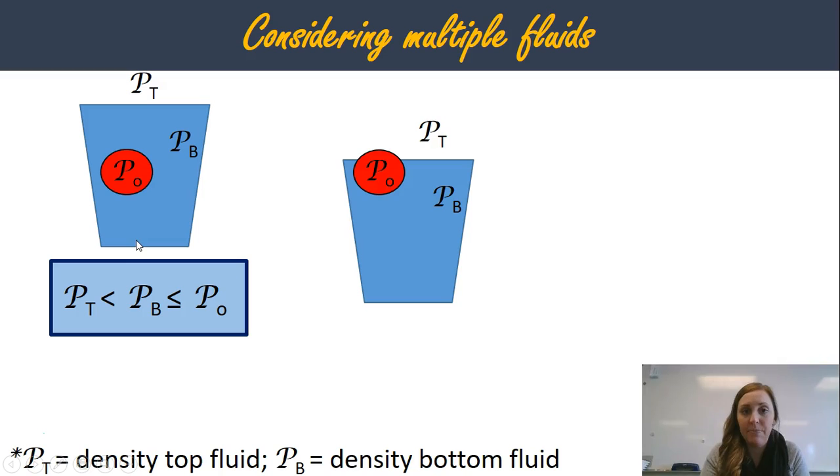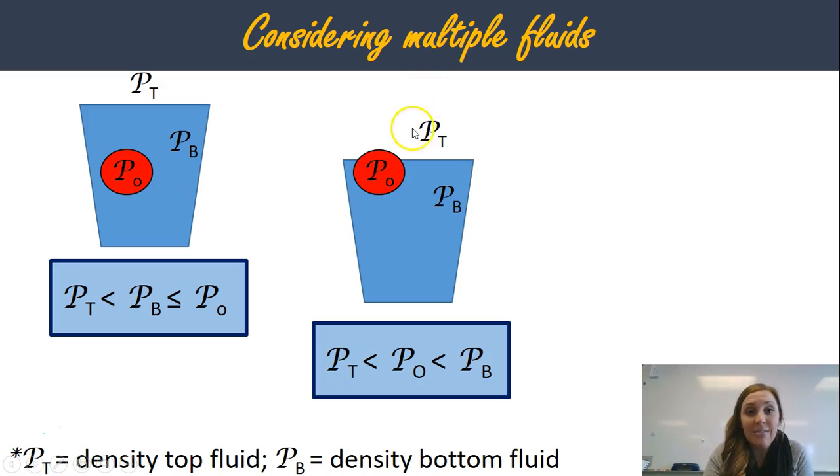That's one scenario. If this happens, where part of the object is above water, then we know that still the top fluid is going to be the smallest density, so the air in this case. The object, though, is somewhere in between the density of the bottom fluid. So we're putting them right in order.